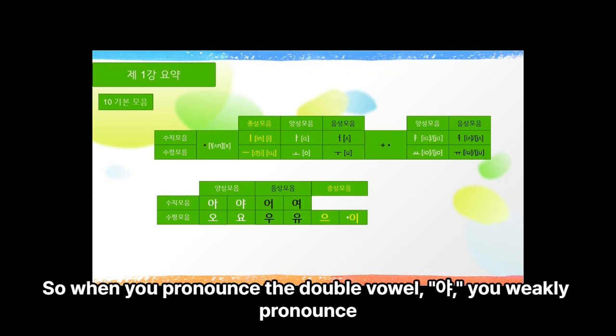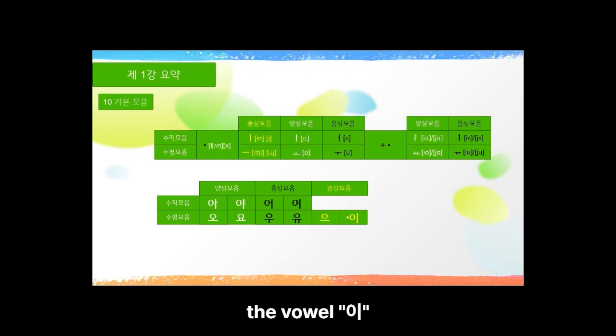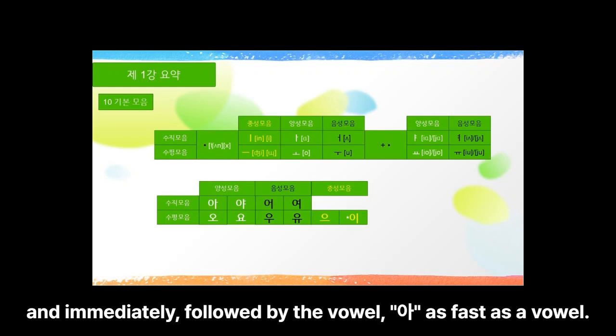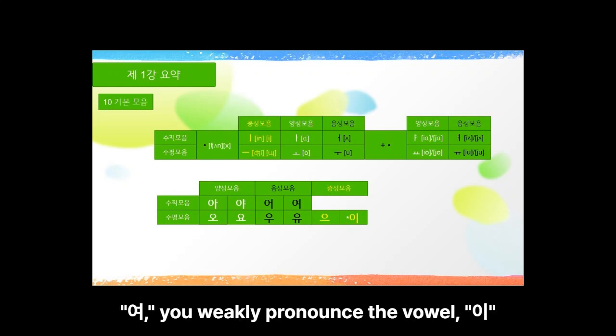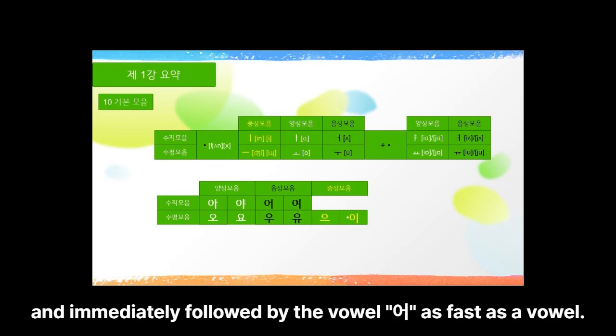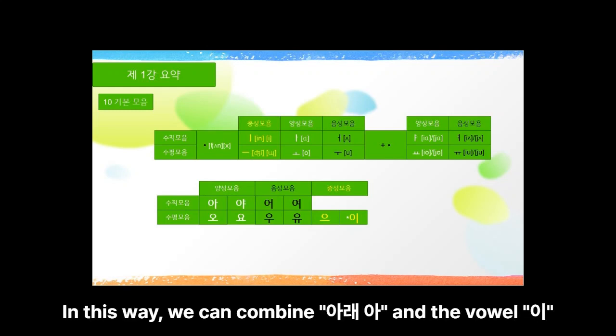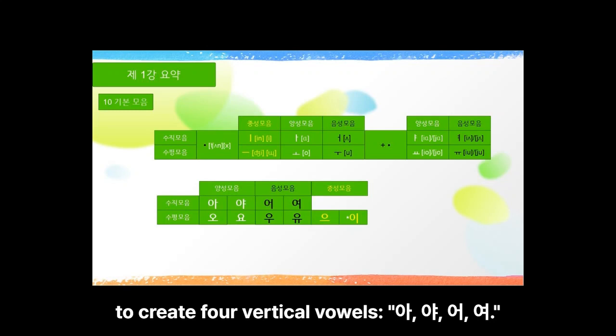So when you pronounce the double vowel ya, you weakly pronounce the vowel e and immediately follow with the vowel ah, as fast as a single vowel. Similarly, when you pronounce the double vowel yeo, you weakly pronounce the vowel e, immediately followed by the vowel a, as fast as a single vowel. In this way, we combine area and the vowel e to create four vertical vowels, ah, a, ya, and yeo.